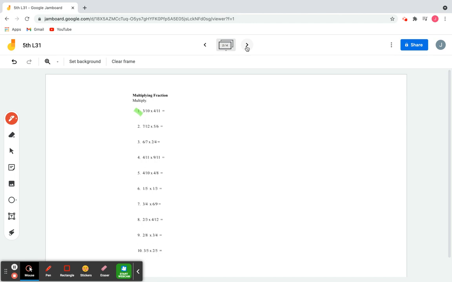And the next one is multiplying fractions. And we're going to do number 1 together. So we have 3 over 10 times 4 over 11. So we're going to multiply across. So I'm going to multiply 3 and 4, which are the numerators, and then I'm going to multiply 10 and 11, which are the denominators. So 3 times 4 is 12, and then 10 times 11 is 110.